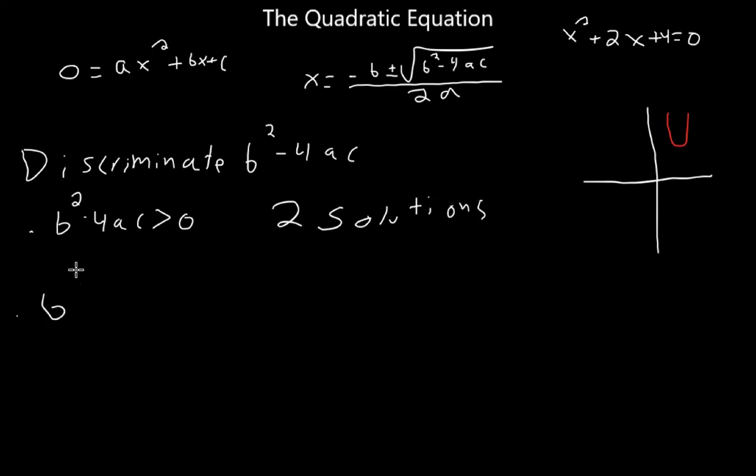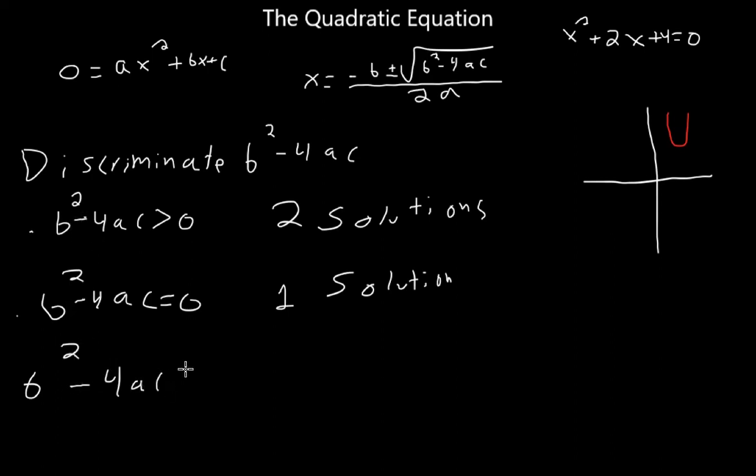If b squared minus 4ac is equal to 0, there is one solution. And if b squared minus 4ac is less than 0, there are no solutions. And let's think about why this is the case. Well, here we have a square root, right? And we're going to be adding and subtracting the same value from that square root.